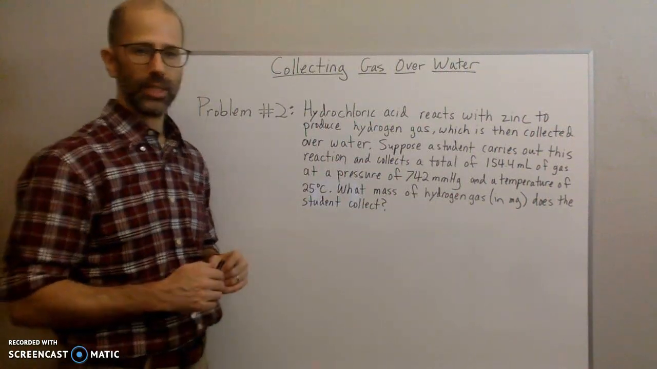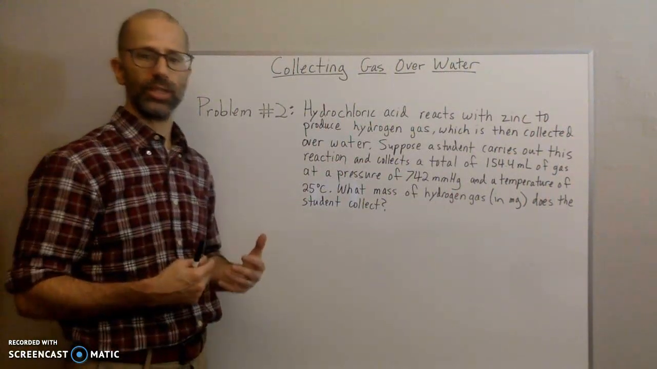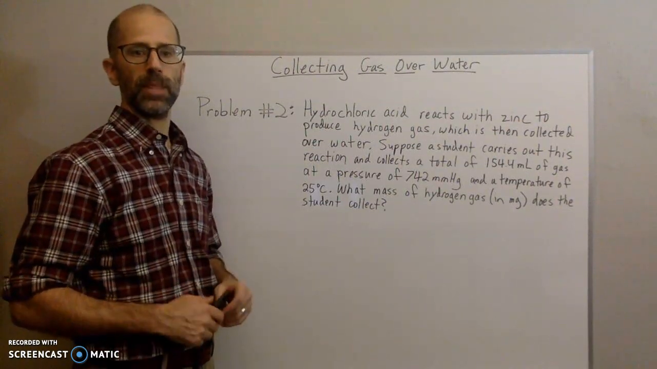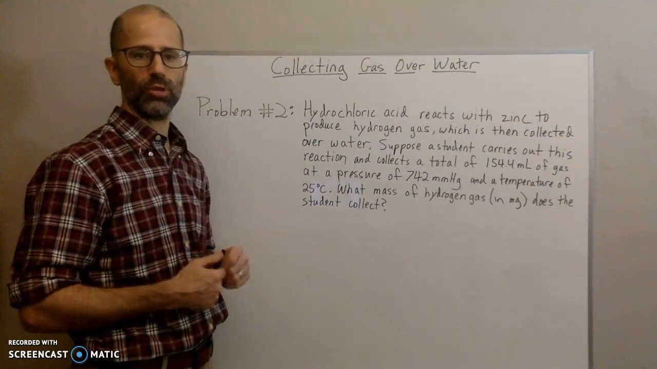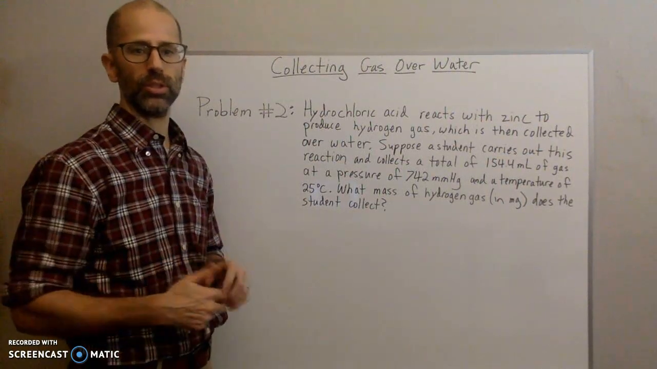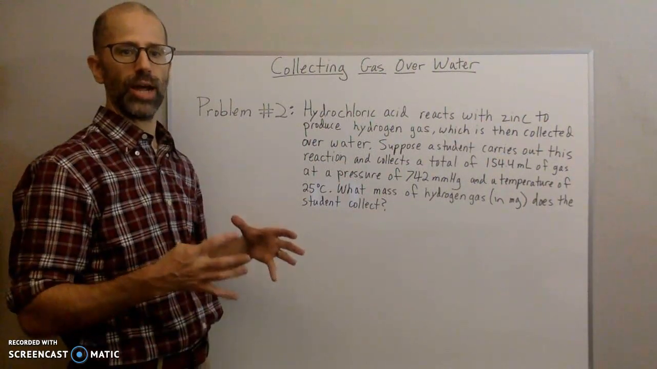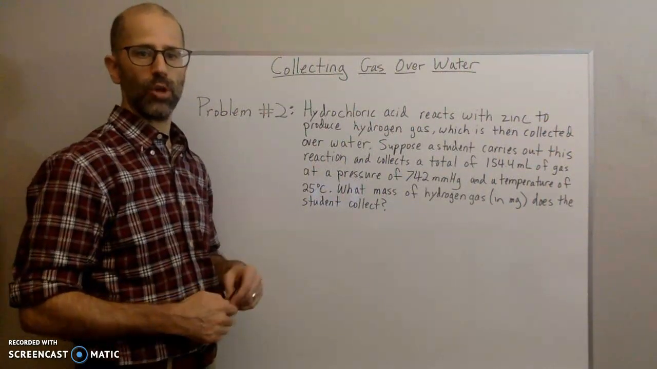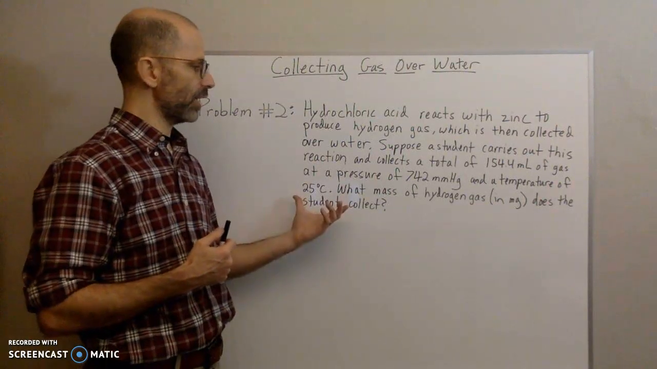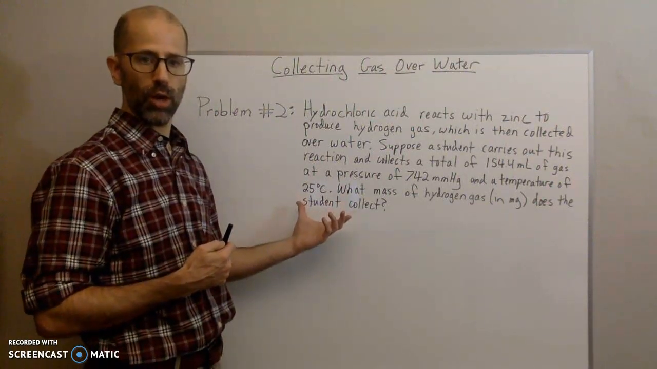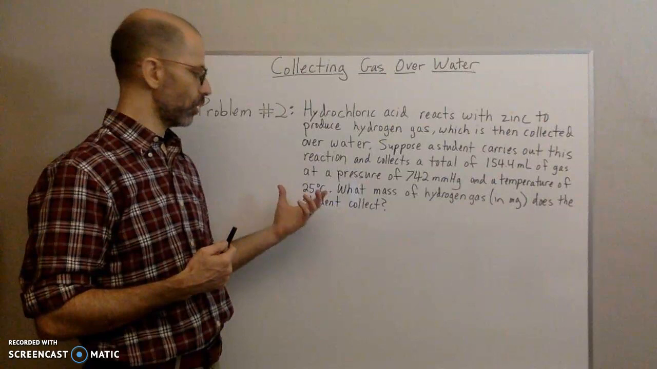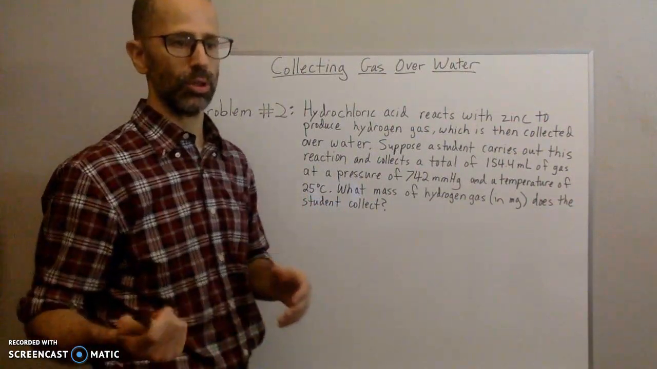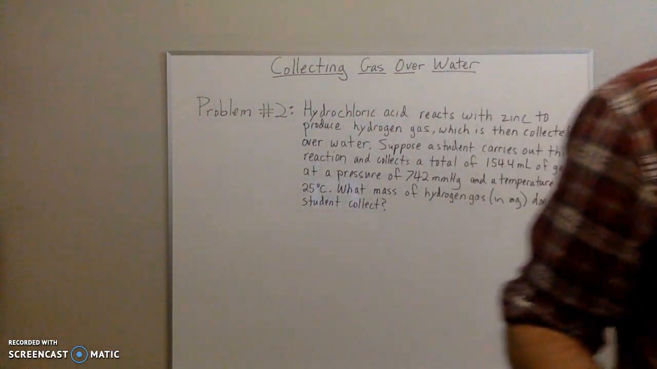One of the things we have to keep in mind is when they say you collected over water, that water vapor is part of the mixture, and therefore you have to use Dalton's law of partial pressures to subtract out the water vapor, so that you have only the pressure due to the hydrogen gas. So we need to find the pressure of water vapor at 25 degrees Celsius, which you look up on a table. I'm going to look that up on the table right now.